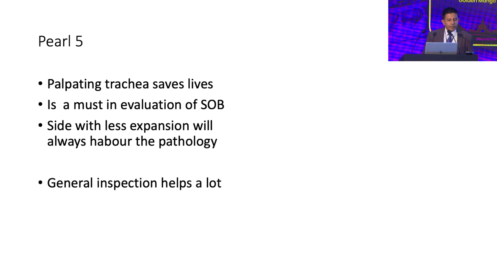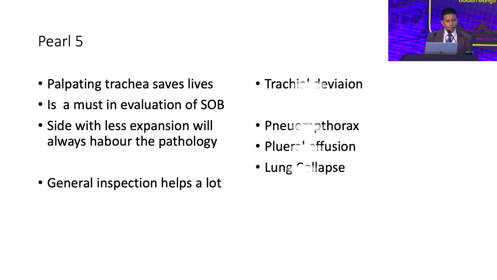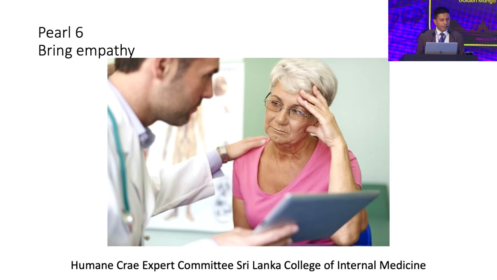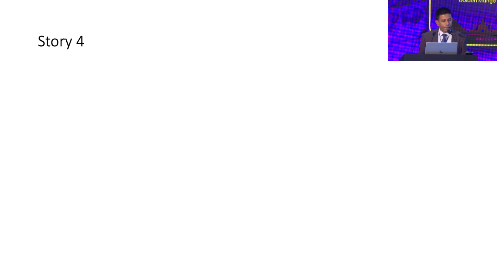And general inspection helps a lot. And tracheal deviation can have many reasons. And this is another very important soft pearl. You need to bring empathy. That is, to understand patients' problems, things which are not told. If you have empathy, you can detect more and more and evaluate patients better.